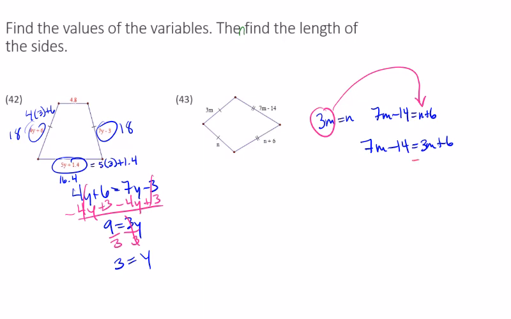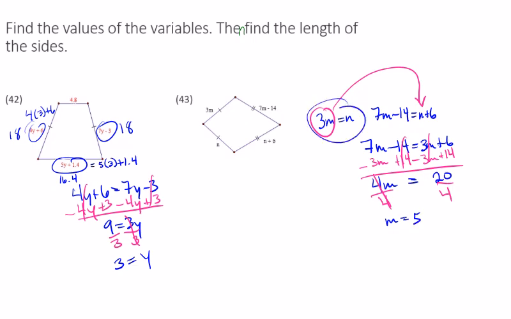We can just subtract 3m from both sides. We can add 14 to both sides. And we get 4m equals 20, divided by 4. And we get m equals 5. Okay, and so if m equals 5, we can find n by just doing 3 times 5, which is 15. So those are our two variables.